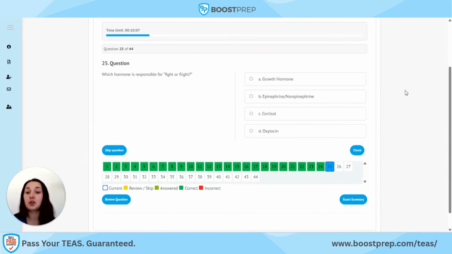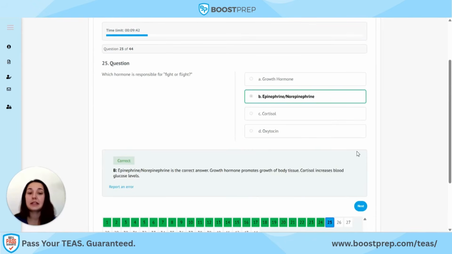Question number 25. Which hormone is responsible for fight or flight? A, growth hormone, B, epinephrine and norepinephrine, C, cortisol, D, oxytocin. Correct answer is B, epinephrine, norepinephrine. Growth hormone promotes growth of body tissue. Cortisol increases blood glucose levels, while epinephrine, norepinephrine is responsible for the fight or flight.